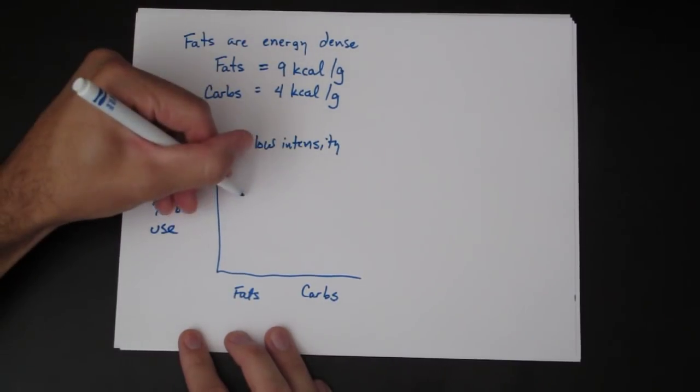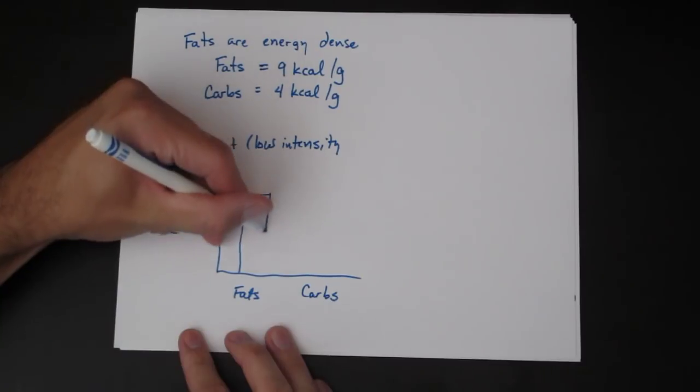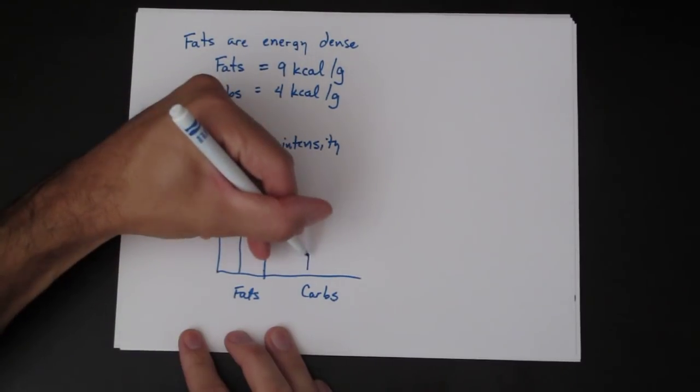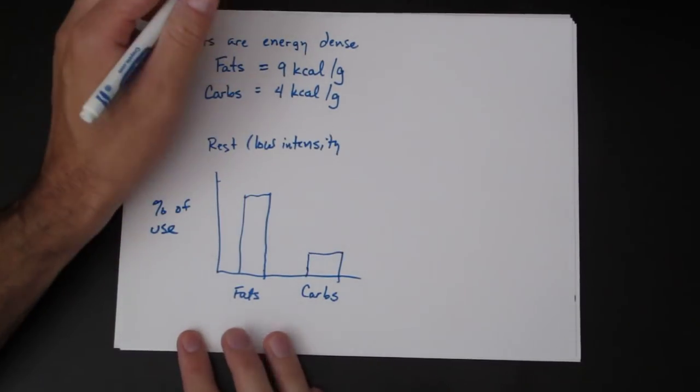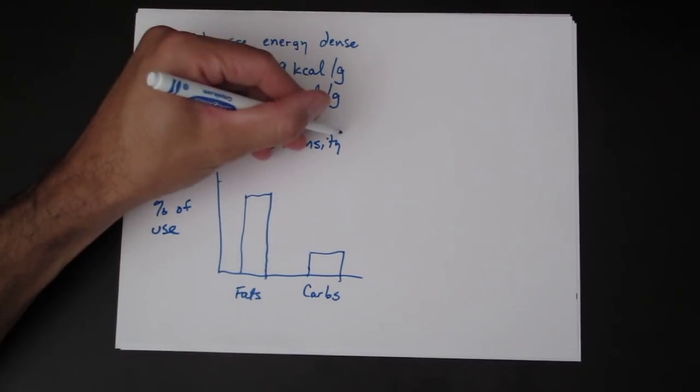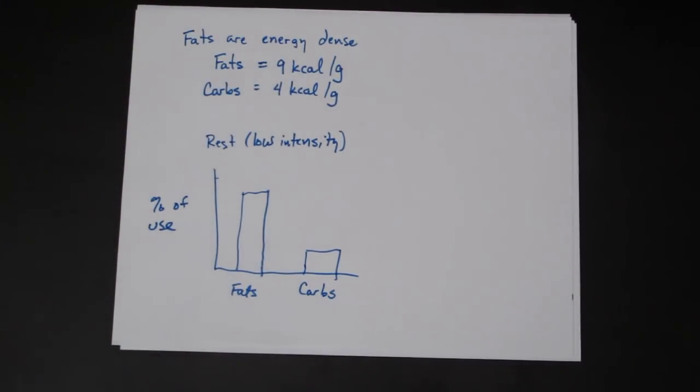At rest or low intensity, you tend to get most of your energy from fats, and a very small amount from carbohydrates. So sitting here right now, you're running primarily on fats. Walk to your car after class, it's still fairly low intensity exercise, and you're running primarily on fat. The reason behind that is because you get so much energy from it.